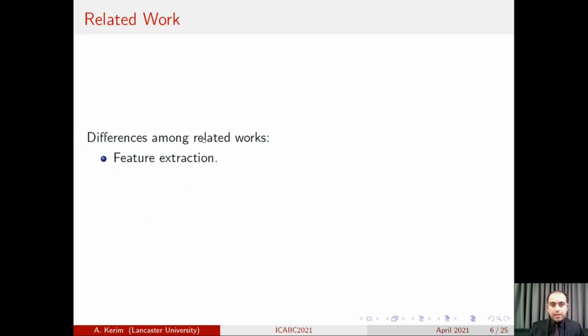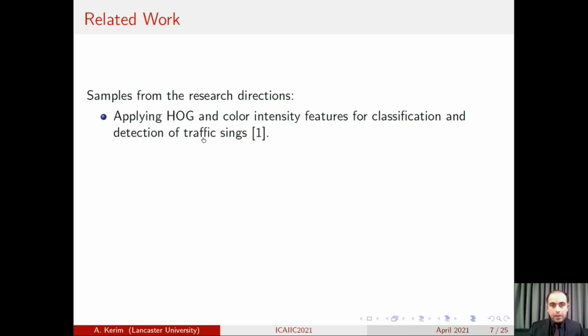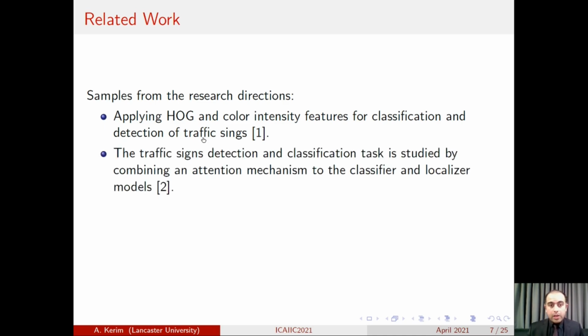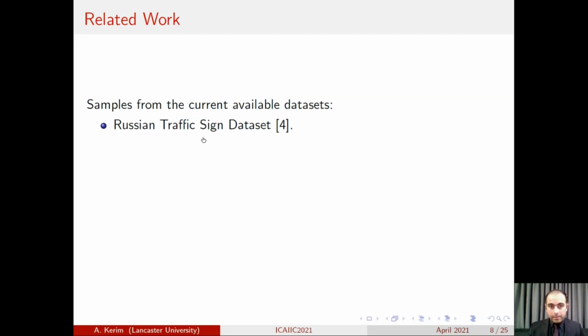Now the key differences among the related works are, first, the feature extraction method, and second, the process of combining or fusing these features to classify traffic signs. Using HOG and color intensity features for classification was done in one of the works. Other work investigated using an attention mechanism for traffic sign detection and classification, while other works investigated using adaptive neuro-fuzzy inference systems, plus using geometry information to enhance traffic sign recognition.